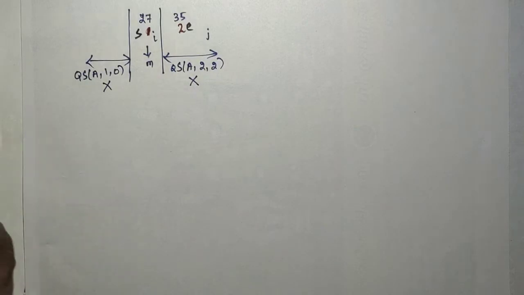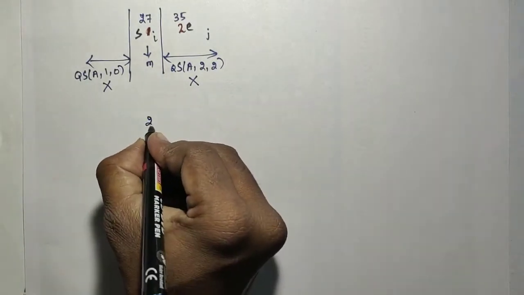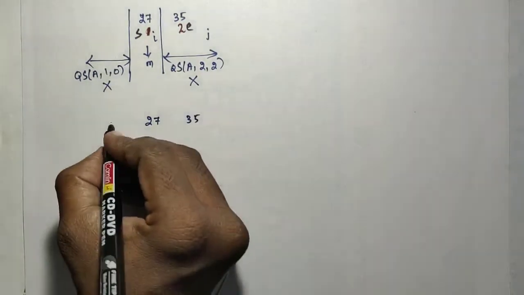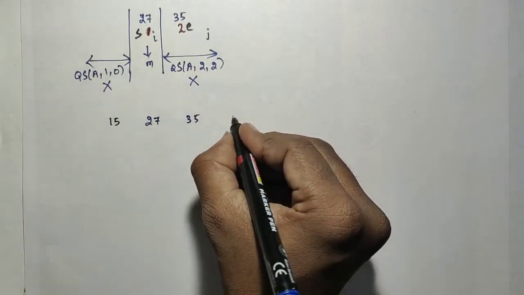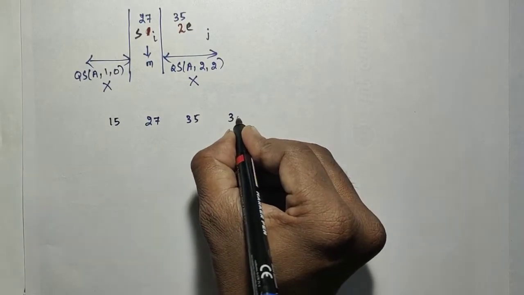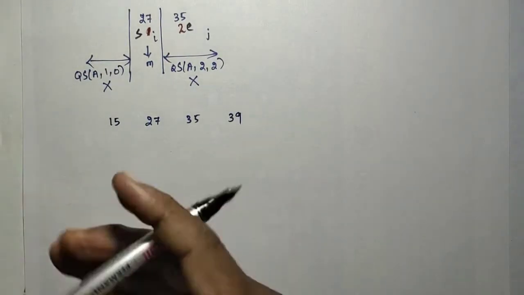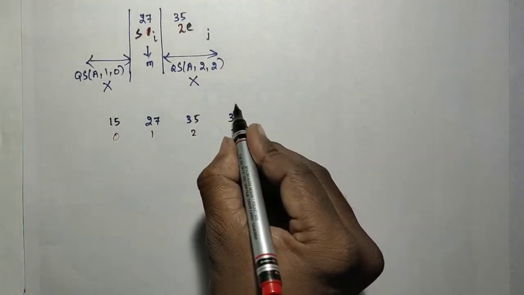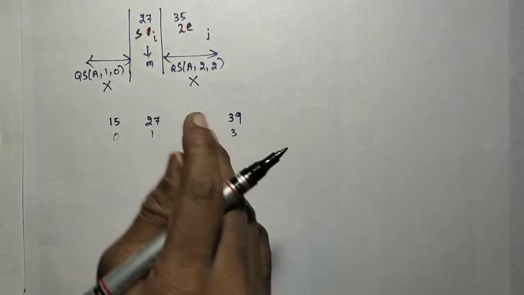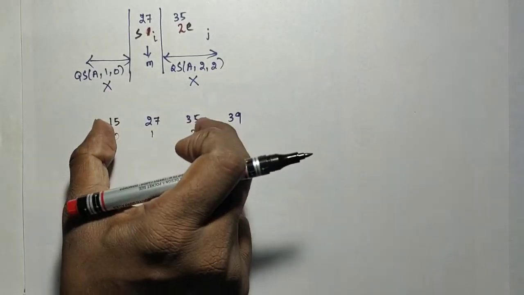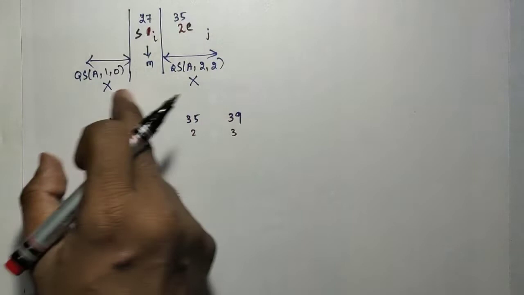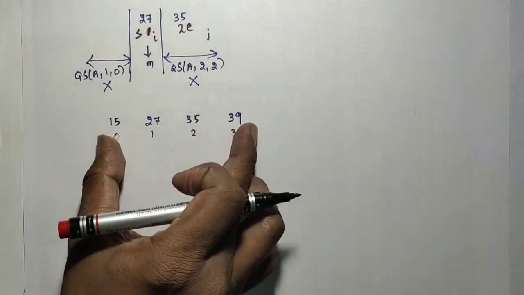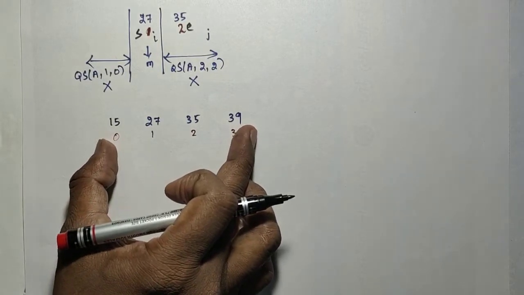0, 1, 2, 3, 1, 27 and 2, 35. Already in the 0th position we are having 15. Already in the third position we are having 39. So 0, 1, 2, 3. In the initial partition, the 39 is sorted. In further applying the quick sort for these 3 elements, these 3 elements are getting sorted. So 15, 27, 35, 39, these 4 elements are now sorted.